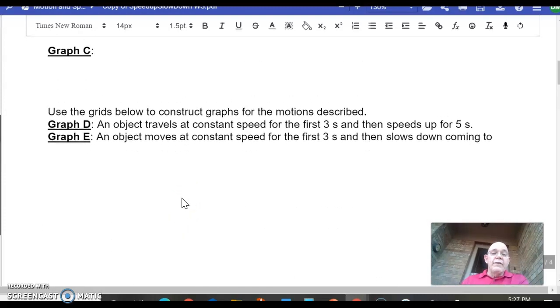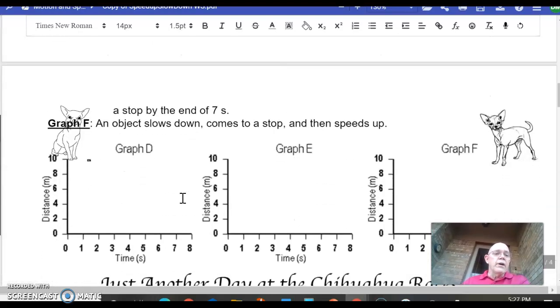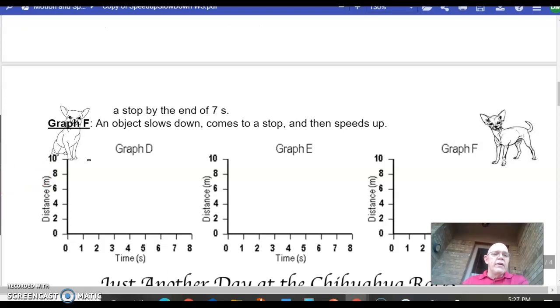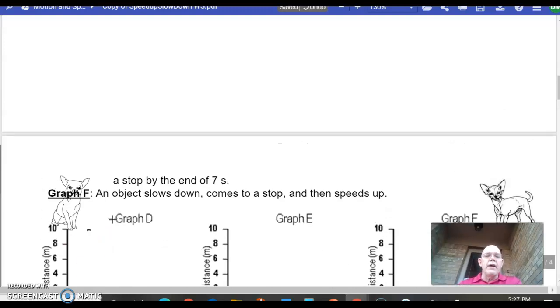Okay, graph D says an object travels at a constant speed for 3 seconds. Well, we know a constant speed is a straight line. So I'm going to start here, and from 0 seconds until 3 seconds, I am going to draw a straight line. Now, you have access to rulers, so use a ruler. They're over there on the side. Go get one if you need it. But on the ruler, you're going to draw a straight line from 0 to 3. How steep is it? We don't know that. We just know it's a constant speed, okay?